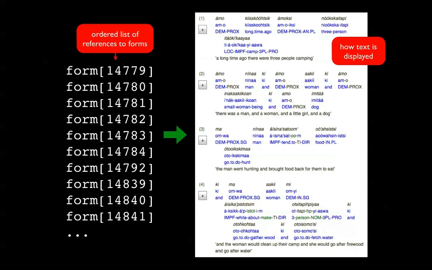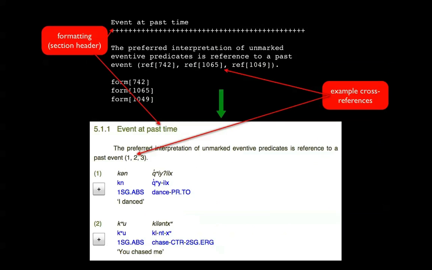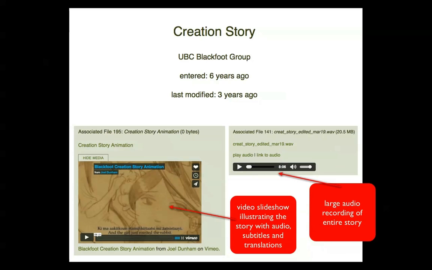The OLD allows for the creation of texts. An OLD text is an ordered list of references to forms in the database. The text can then be exported as a LaTeX document, which can then be used to generate a PDF. An OLD text can also contain prose and markup for formatting and example cross-referencing. Texts themselves can be associated to audio, video, or image files.